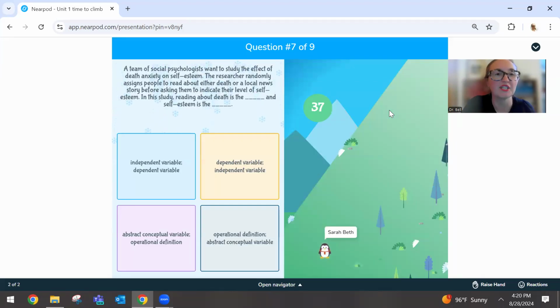A team of social psychologists want to study the effect of death anxiety on self-esteem. The researcher randomly assigns people to read about either death or a local news story before asking them to indicate their level of self-esteem. In this study, reading about death is the what and self-esteem is the what? Independent variable, dependent variable, abstract conceptual variable, or operational definition.